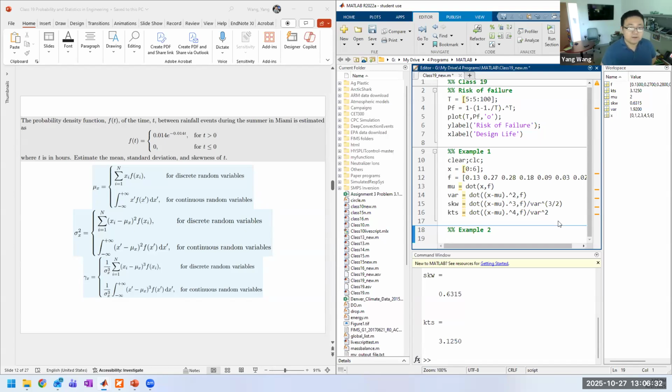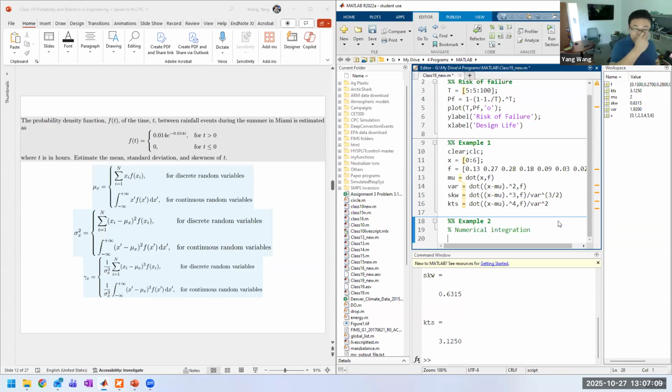Okay, so we know that for the continuous distribution, we need to do an integral, right? So how do we integrate? We can use the integrate function. This is the content that we learned from our last class, and that's numerical integration. We could also use symbolic mathematics to do the integration. Here I will just try to show both of them. So the first is using the numerical integration.